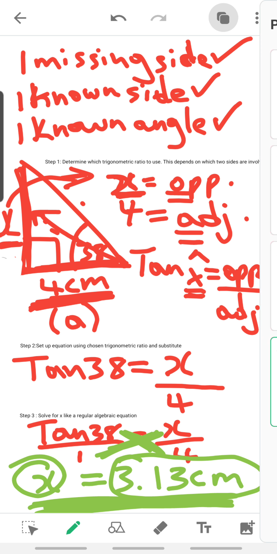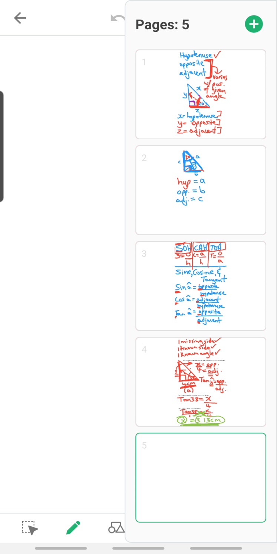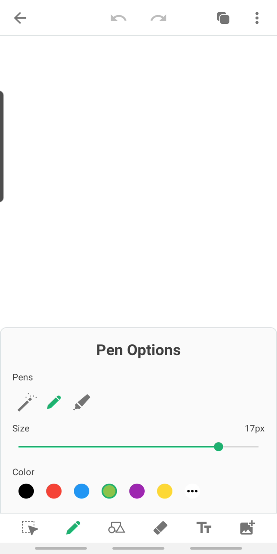Now we're going to look at another example, but this time we're going to look at an example when x is our denominator, okay? So let's draw our right angle triangle for the question. We would have a question something like this. So we have our question here, and let's say this is 6 cm.